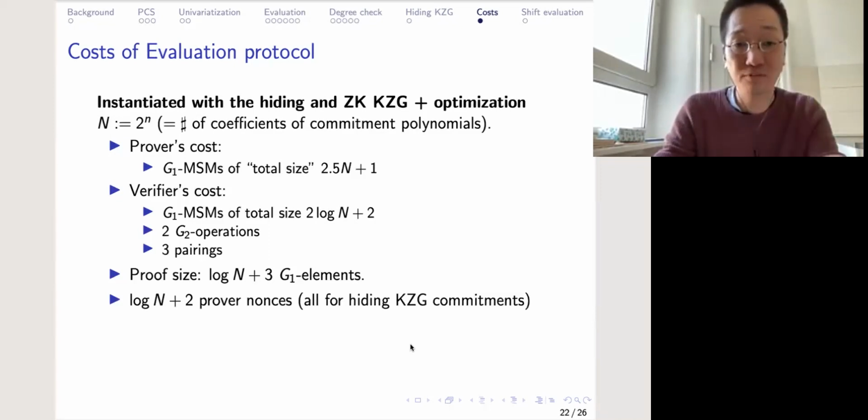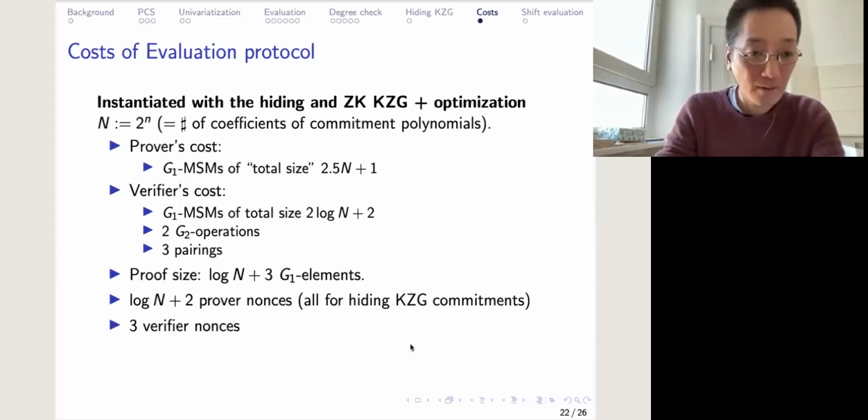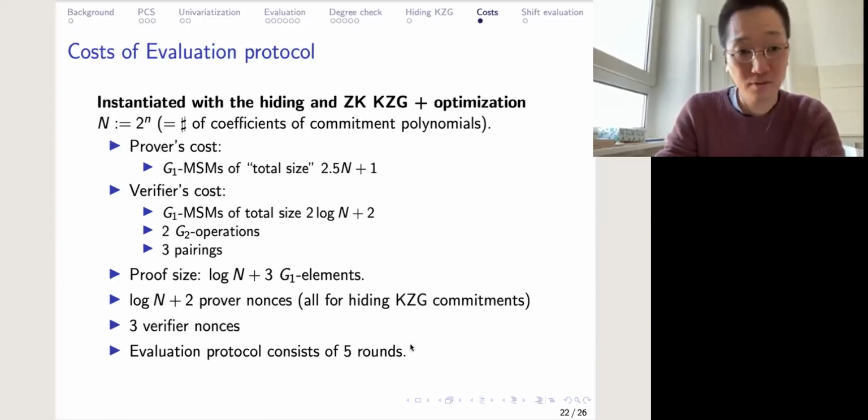And this is all for hiding KZG commitments. So for the ZK property, we use only log n plus 2 nonces, and 3 verifier nonces. And the protocol is a constant 5 rounds. That's the cost. Any questions?